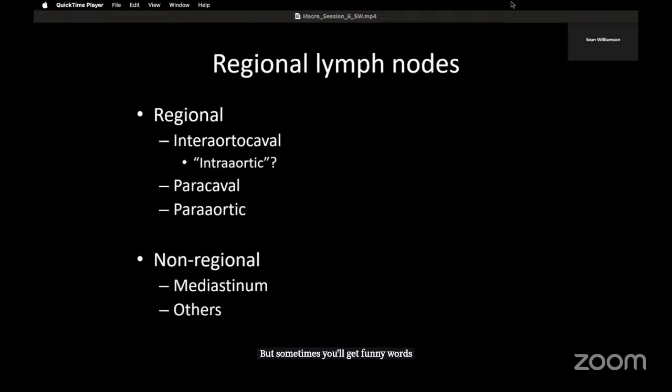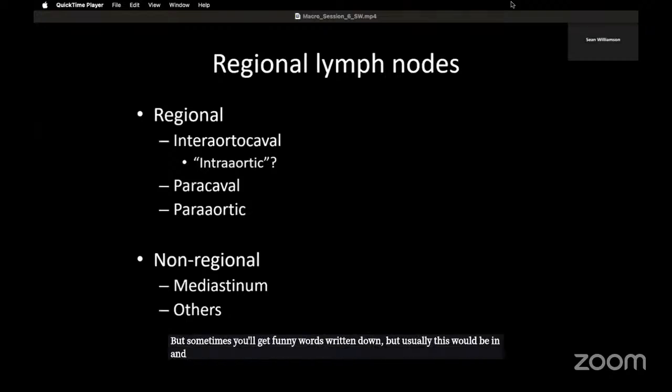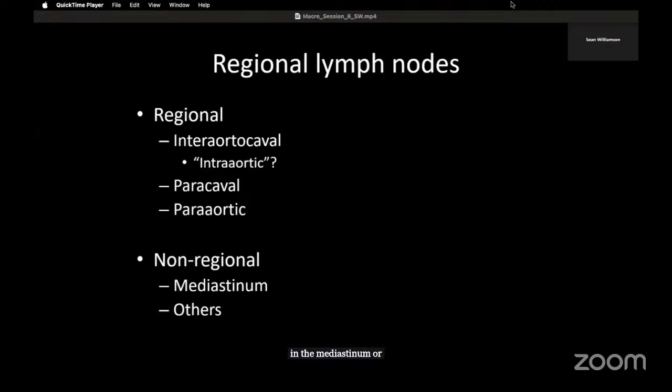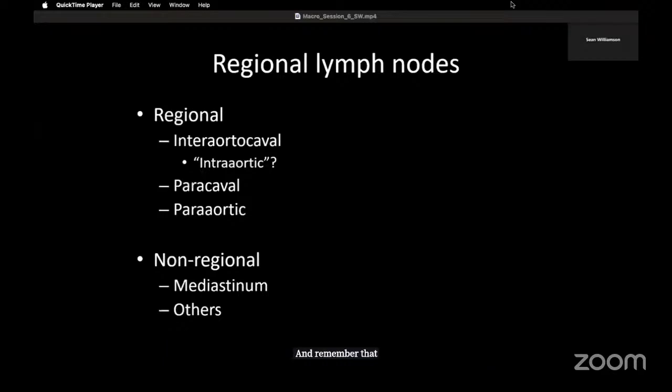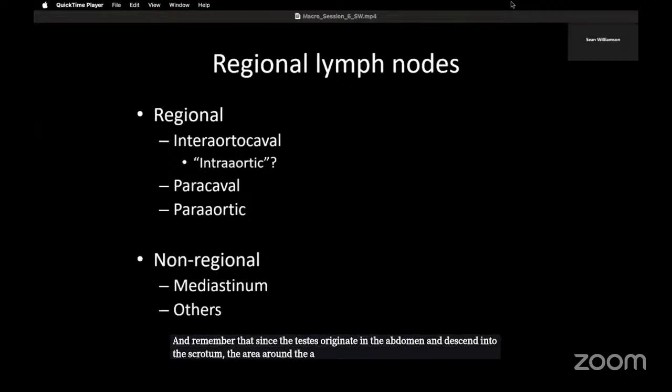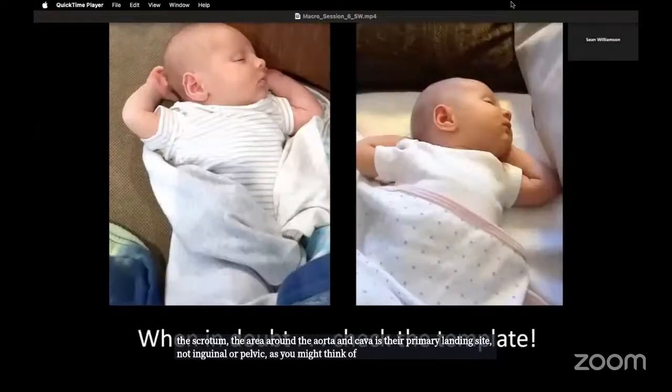But usually the area adjacent to the aorta and vena cava would be a regional lymph node. If you have another site like in the mediastinum or elsewhere, that is considered a non-regional lymph node and therefore a distant metastasis. And remember that since the testes originate in the abdomen and descend into the scrotum, the area around the aorta and cava is their primary landing site, not inguinal or pelvic, as you might think intuitively.